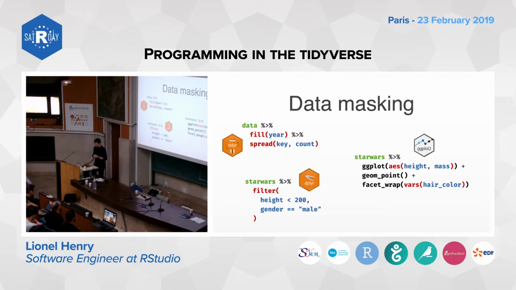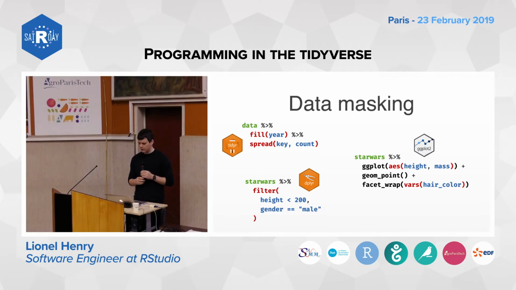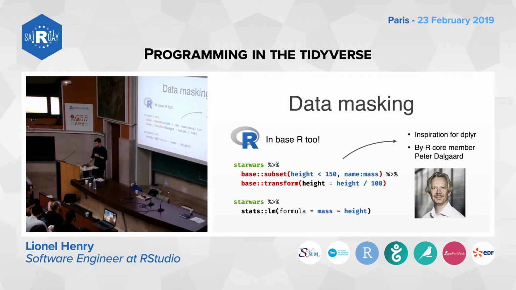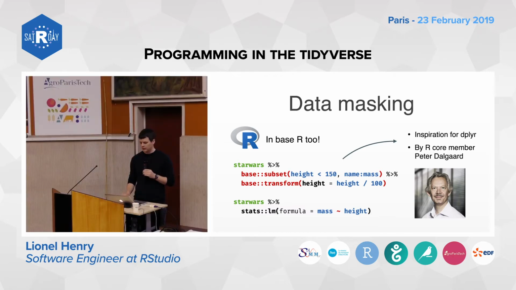So data masking is everywhere in the Tidyverse packages, in tidyr, in dplyr, as we have seen, in ggplot2 as well, because the aes function of ggplot2 and the vars function are data masking. You can pass the columns from your data frame directly in there. It's also in base R. Actually, the inspiration for dplyr comes from base R with these two functions written by Peter Dalgaard, subset and transform. And in statistical models as well, the model formula is data masking.